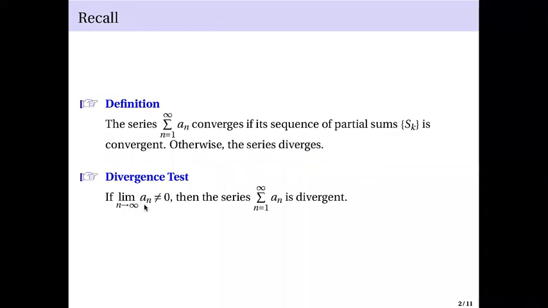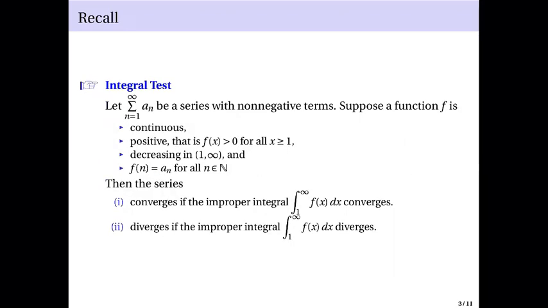So if the limit of a_n as n approaches infinity is not equal to 0, then the series summation of a_n, n equals 1 to plus infinity, is divergent. Okay? So that is the divergence test. And remember, the divergence test is a test for divergence. It is not a test for convergence. Okay? And now for today's topic, we recall integral tests.